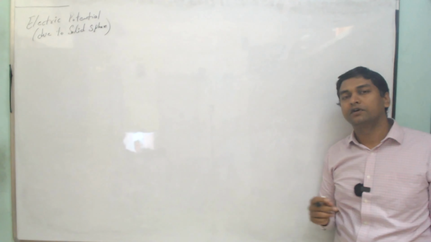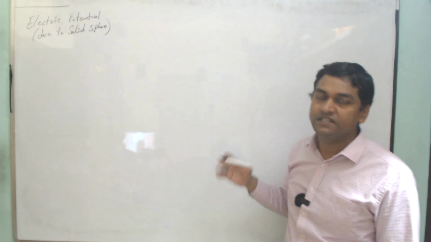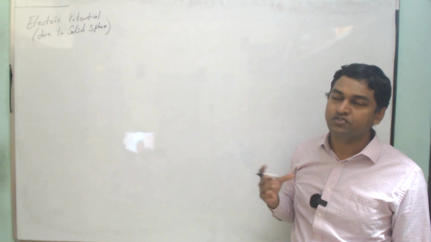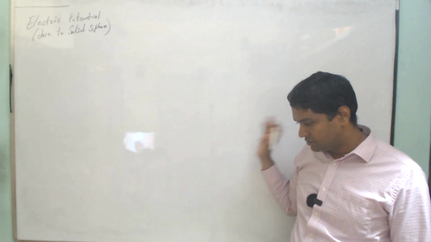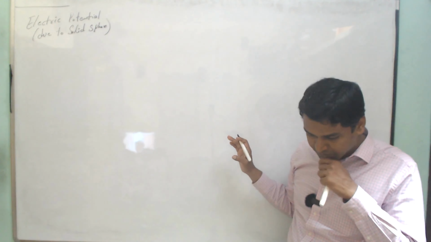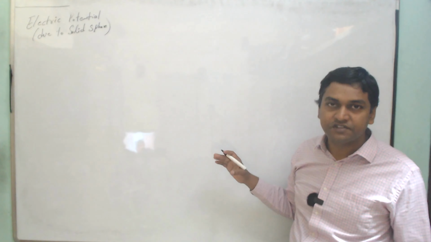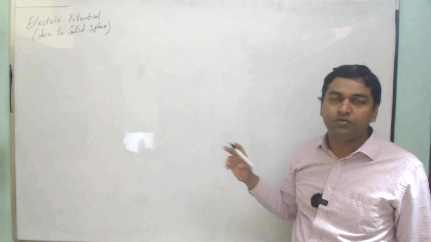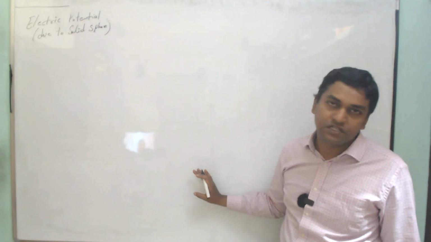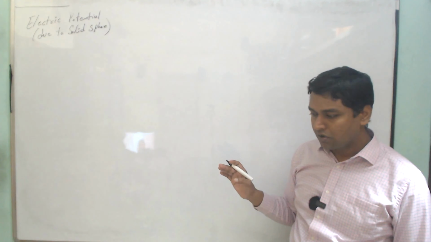In solid sphere we have... in hollow sphere also we have two options. One is inside the hollow sphere, other is outside the hollow sphere. And we saw in the two sessions earlier that inside the potential is same as the surface, which is kq by capital R, and outside it is kq by r. We can derive it by using E is equal to minus dV by dr. Very easy thing, right?